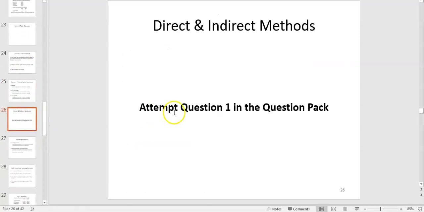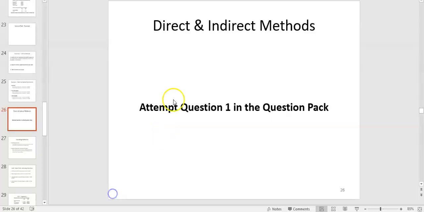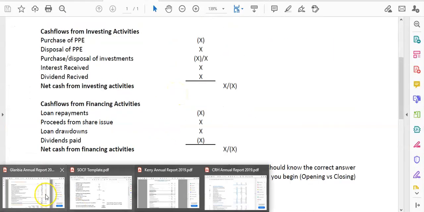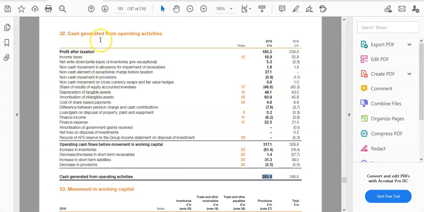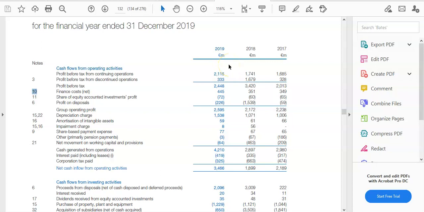Right? So what I want you to go back and look at now is question 1 in the question pack. Do the direct and indirect method again. Hammer home that you're happy with how to lay out both, which one you're more happy with, and go back and look at the layouts then. Look at the sample templates that I've given you. I've given you a template of overall set of cash flows, but I've also given you a couple of annual reports.